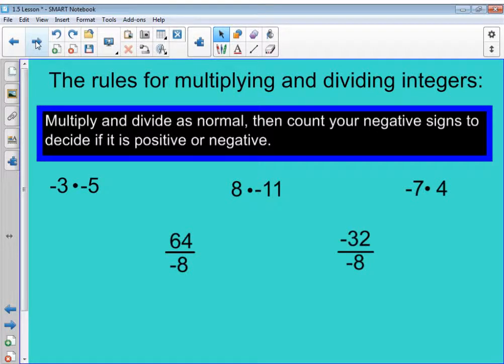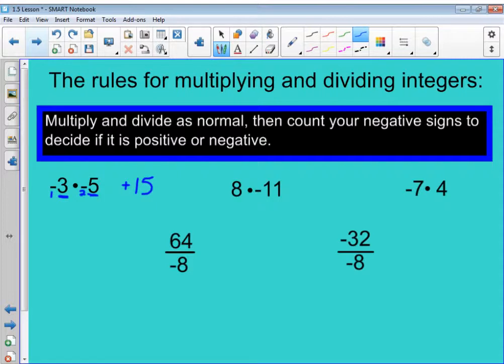In lesson 4, when we multiplied integers, we thought of it like this. Let's multiply as normal. 3 times 5 is 15. And then we counted our negative signs. 1, 2. When we count those negative signs and we have an even number, that's a positive answer. So here we end up with positive 15.